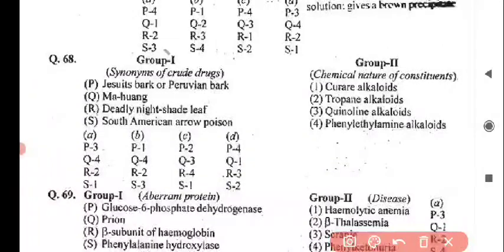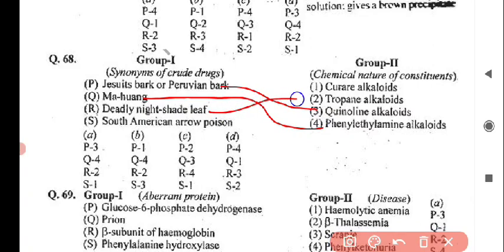So moving to the next question. The question is: group 1 contains the synonyms of crude drugs, while group 2 contains the chemical nature of constituents. For the first option, that is Jesuit's bark or Peruvian bark, the correct answer is option number 3, quinoline alkaloids. For mahuang, the correct answer is option number 4, phenylethylamine alkaloids. For deadly nightshade leaves, the correct answer is option number 2, tropane alkaloids. And for South American arrow poison, the correct answer is option number 1, curare alkaloids. So the correct answer is option number A.